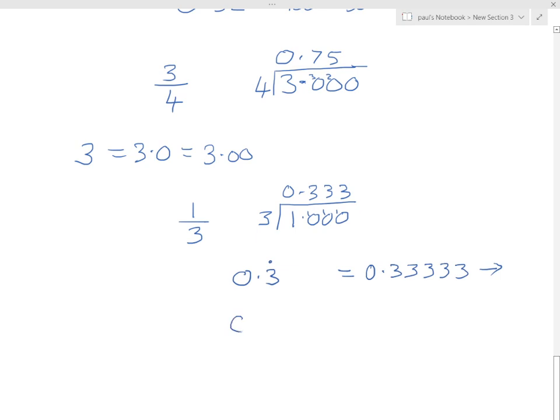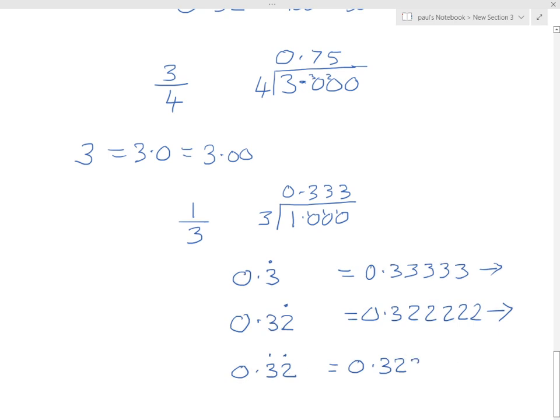If you have a recurring decimal that would be 0.32, and the 2 is recurring, so the 2's would go on forever. If you have 0.32 and there is a dot above both of them, then that would be 0.32, and the 32 recurs now. 32, 32, 32, 32, and so on and so forth. So it's much better to write them with a little recurring point over the top.